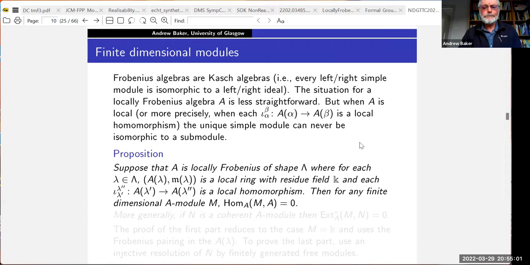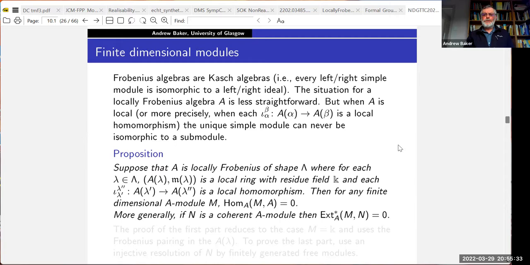However, in the local setup, what we do know is that for a finite dimensional A module, you can prove a result very similar to what we were talking about with the P-algebra case: there are no homomorphisms from a finite dimensional M into A. Of course, that can be deduced from the case where M is simple. More generally, if you take a coherent module N, any homomorphism from a finite dimensional module into N is zero. So that is very similar to what we have in the graded case.